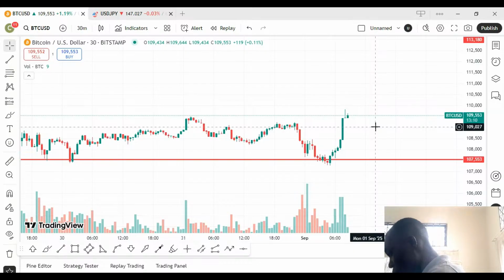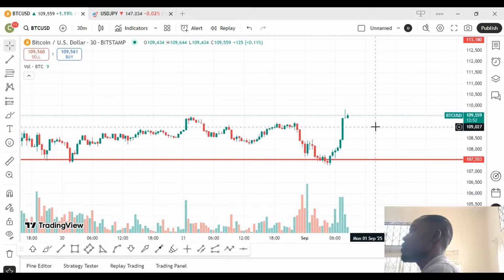Now, you have to master the harami pattern, the bullish engulfing, and the bearish engulfing. Then you also have to master the pin bar. We trade the pin bar in a short term, I'm sorry, in a long-term trade.